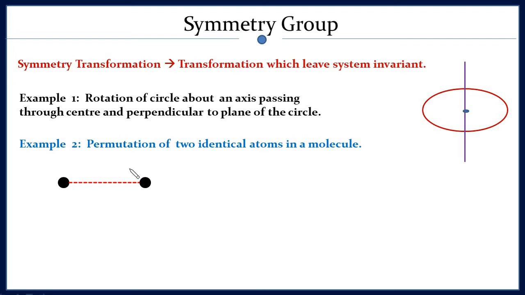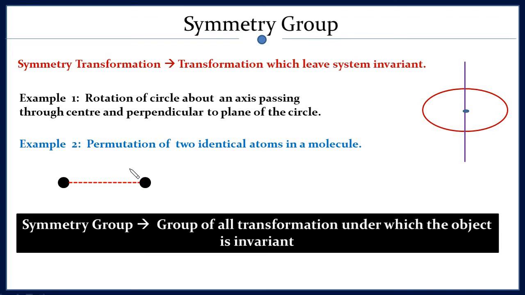Suppose you have a system and this system has n number of symmetric transformations. Then if you collect all those n symmetric transformations, they will form a group, and that group is called a symmetry group. In other words, a symmetry group is a group of all transformations under which the object is invariant. Okay. We will understand this symmetry group with an example.